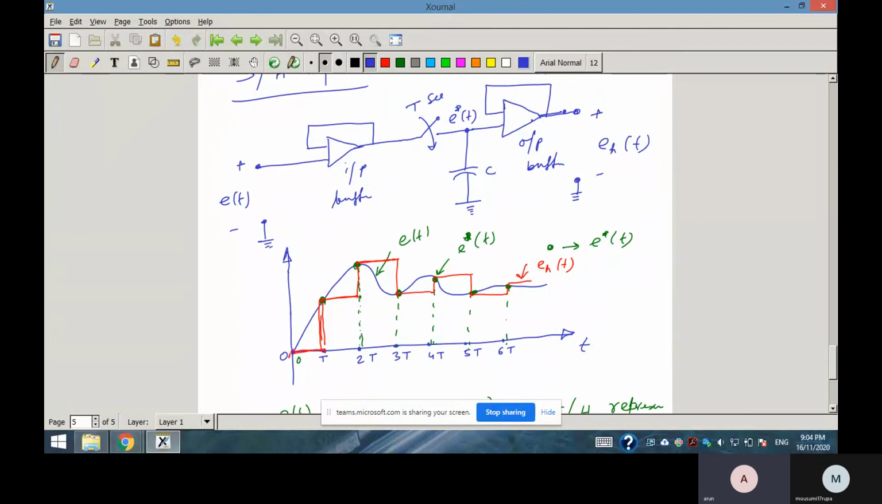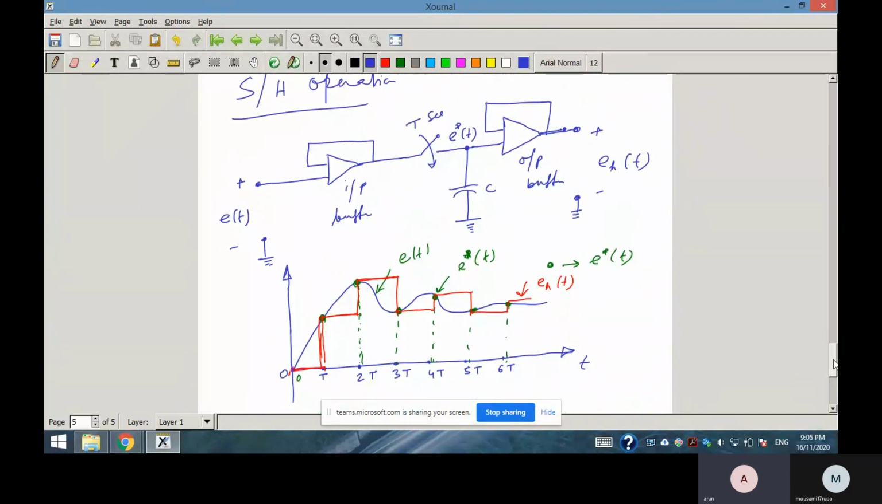So here, because of the input buffer, what is the impedance of the input buffer? The impedance of the input buffer is very high. So that's why here no current will flow. So that is why the capacitor will charge immediately. The charging time of the capacitor is almost 0. Okay, so this will happen.